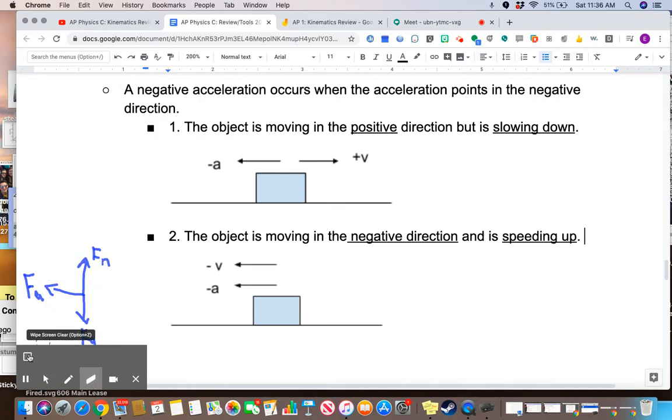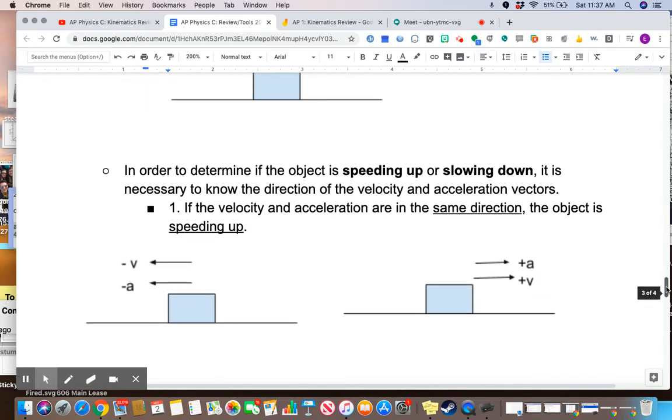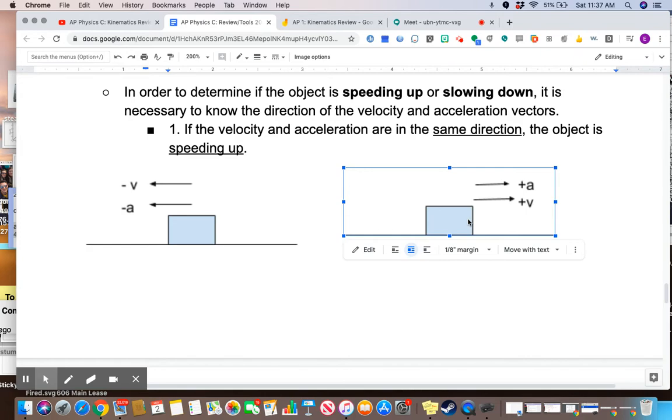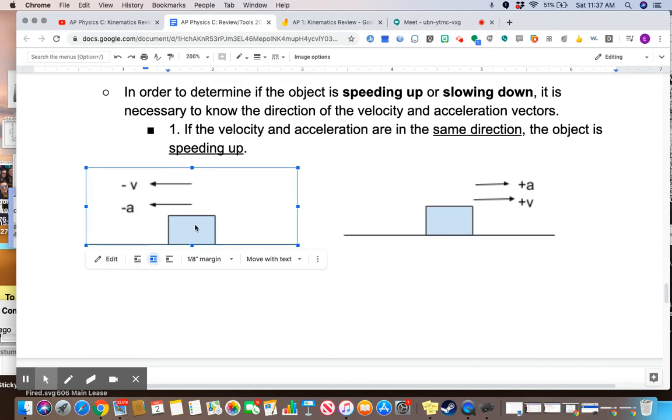Another piece of information that's a review from a very, very long time ago, way back in September, is how to determine if an object's speeding up or slowing down. In order to figure that out, we need to know both the direction of the velocity and the acceleration vectors. If velocity and acceleration are pointing in the same direction, then the object speeds up. So if acceleration and velocity are both positive, it's speeding up in the positive direction. The picture to the right here, we're speeding up in the positive direction. The picture on the left here is we're speeding up in the negative direction.